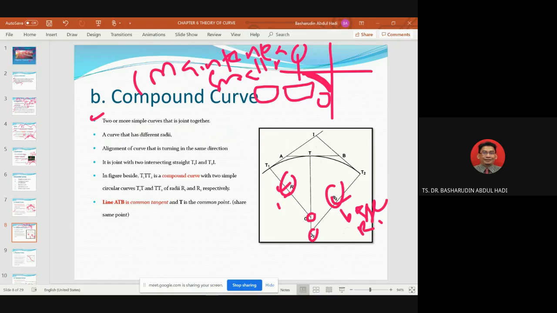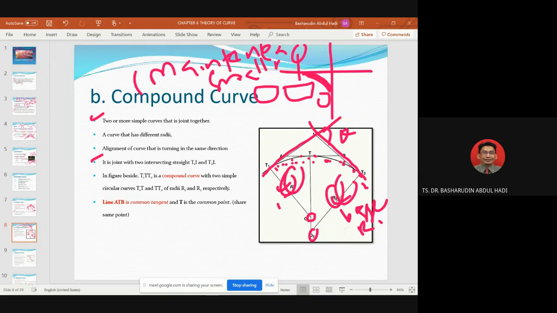The curves have different radii, R1 and R2. The alignment of the curves turns in the same direction. Alignment means that you are going from T2 to T1, or T1 to T2, whatever the purpose is based on your site problem. It is joined with two intersecting straight lines, T1I and T2I. Of course, we have a deflection angle here.